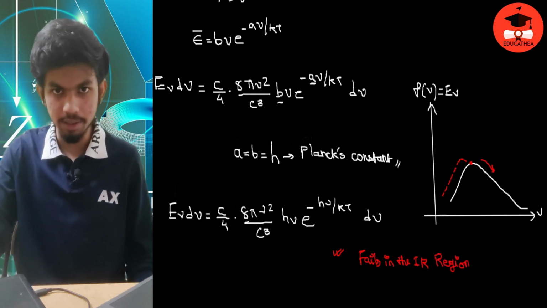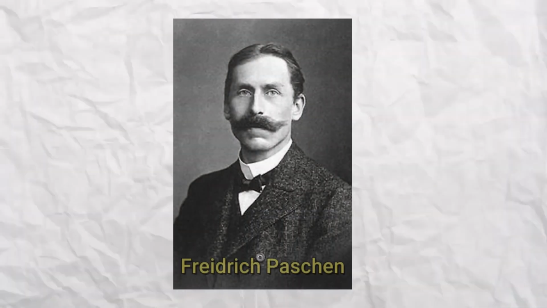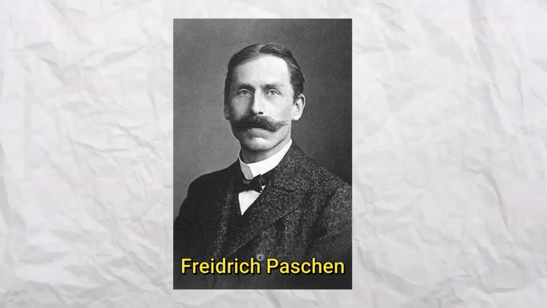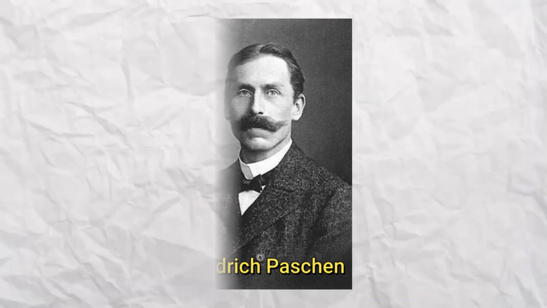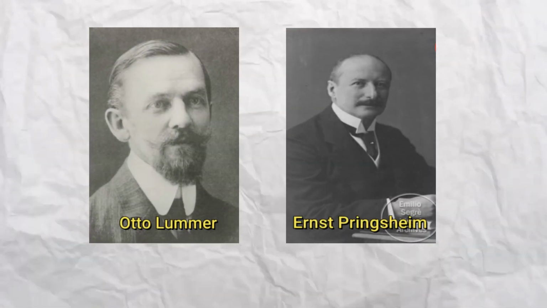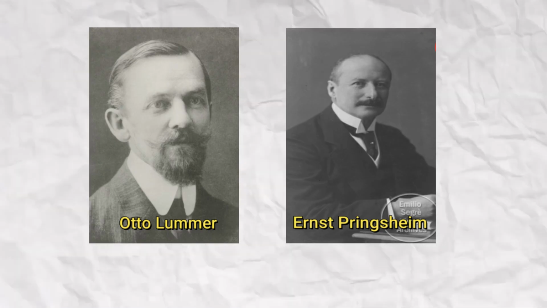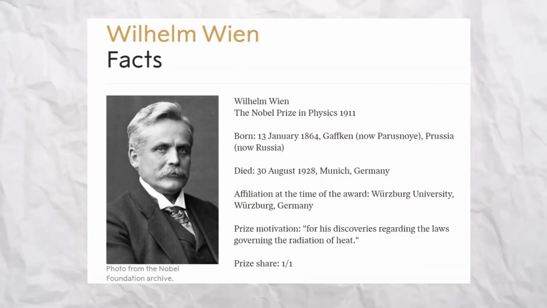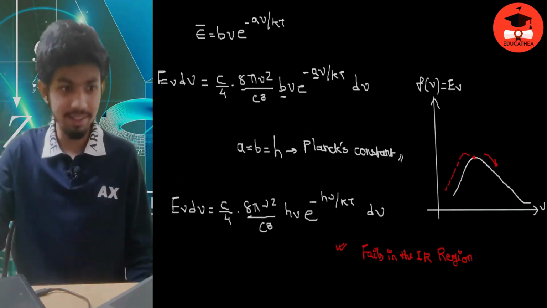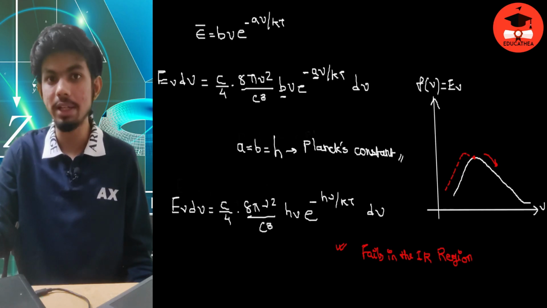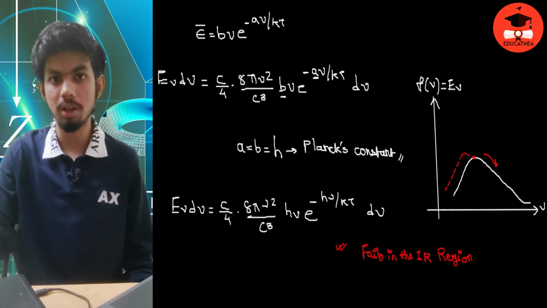This was in fact experimentally proven too. Friedrich Paschen in the year 1897 supported that in the increasing frequency region, the curve fits beautifully. But then again, Otto Lummer and Ernst Pringsheim in around 1900 proved that the curve fails to fit in the IR region. Wilhelm Wien got the Nobel Prize for this in the year 1911 in physics, but nevertheless, it still doesn't give us the complete picture. This was an excellent attempt by Wilhelm Wien, but the picture is still not complete.